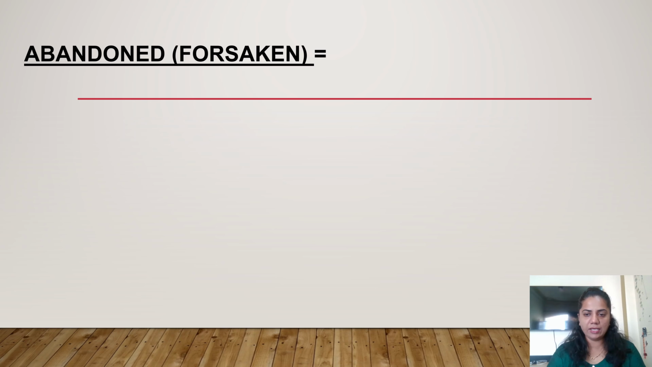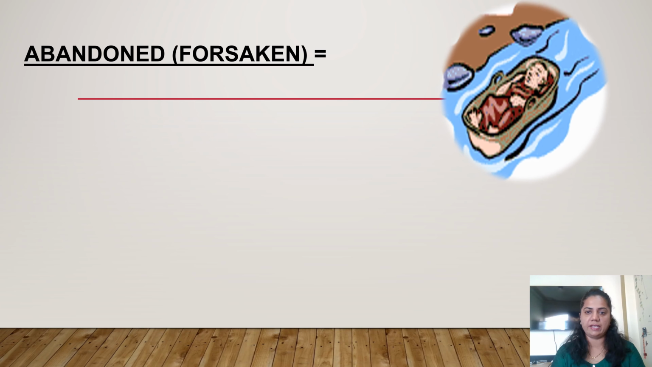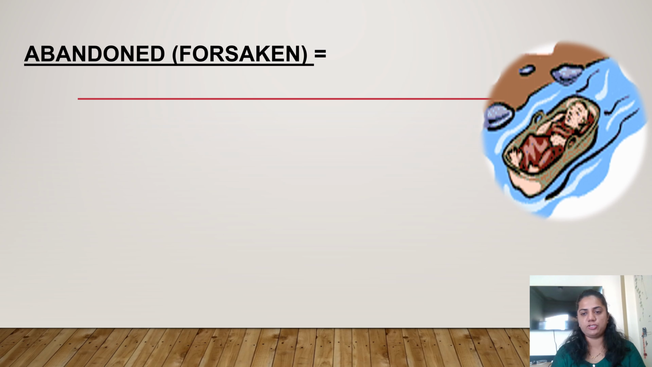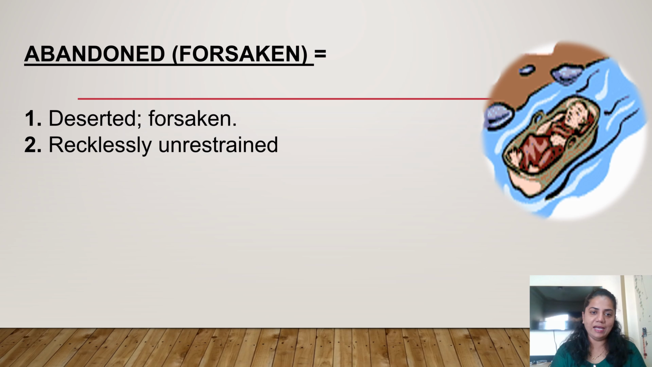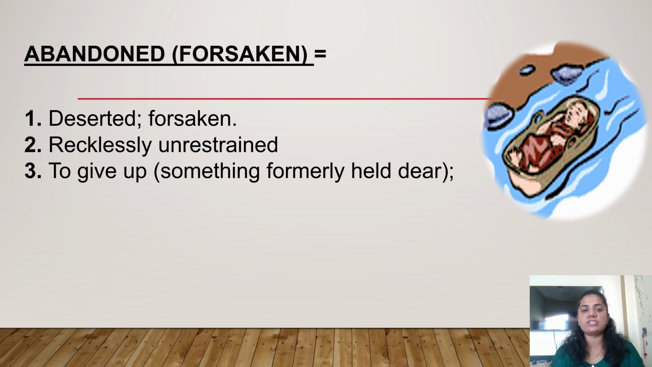So let us go to the first rubric of Kent's repertory Mind section, which is present on the first page of Kent's repertory, that is Abandoned, and the cross-reference rubric for this is Forsaken. So abandoned, the word meaning of this is a deserted feeling, or recklessly unrestrained, meaning to give up something formerly held.